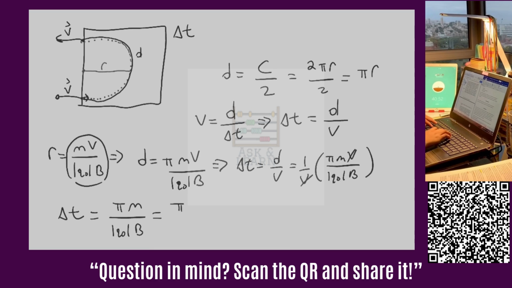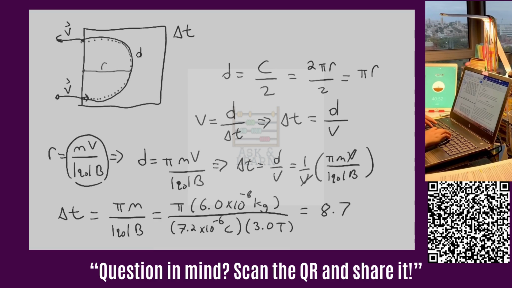So we know all of these values. Pi times the mass is given as 6 times 10 to the negative 8 kilograms. I'm going to divide that by our charge, which is 7.2 times 10 to the negative 6 coulombs, because it's 7.2 microcoulombs, and the magnetic field through which this particle is traveling has a magnitude of 3 teslas. We plug all that into our calculator, and we see that it takes 8.7 times 10 to the negative 3 seconds, or 8.7 milliseconds, for this particle to follow that semicircular path to head due east and then turn around and head due west.